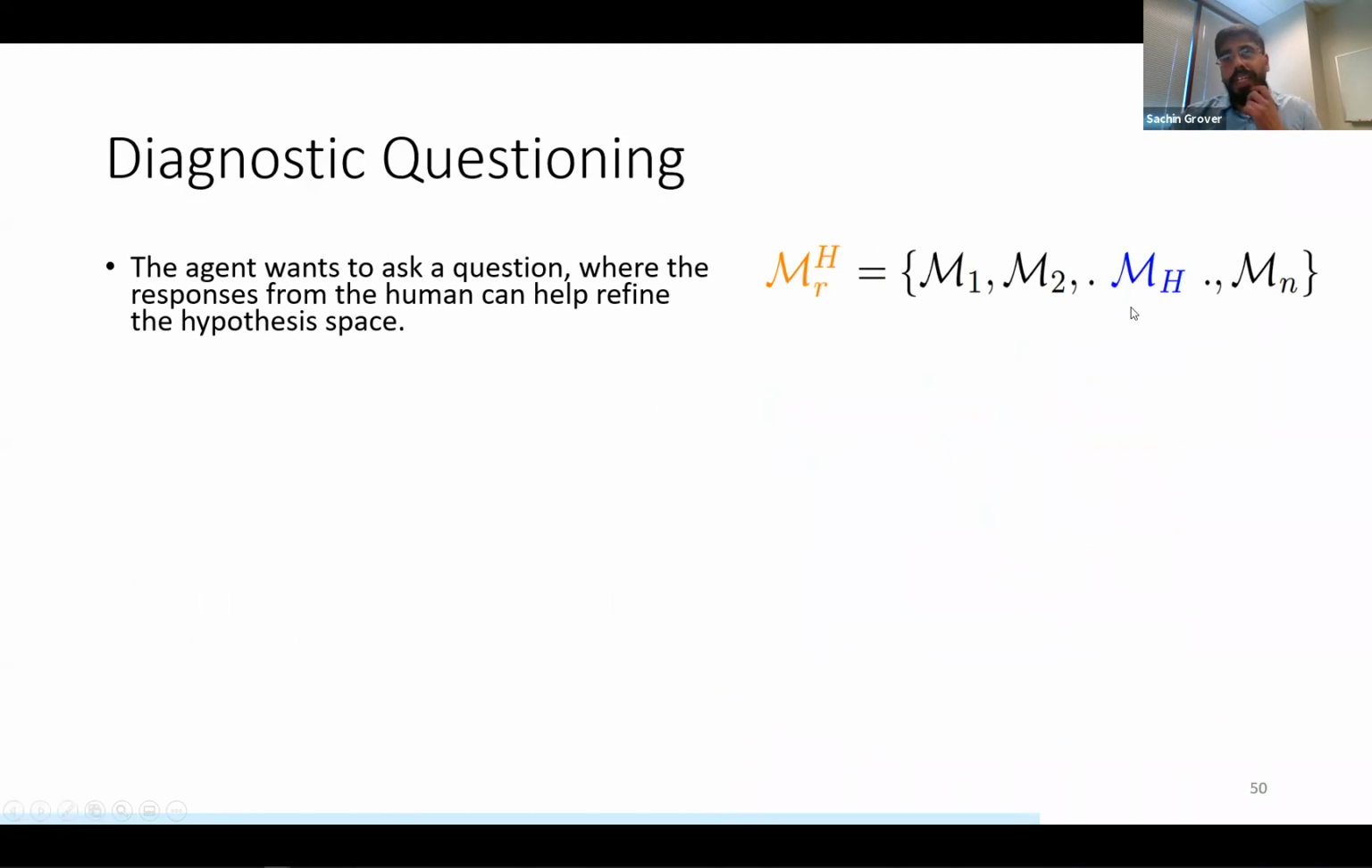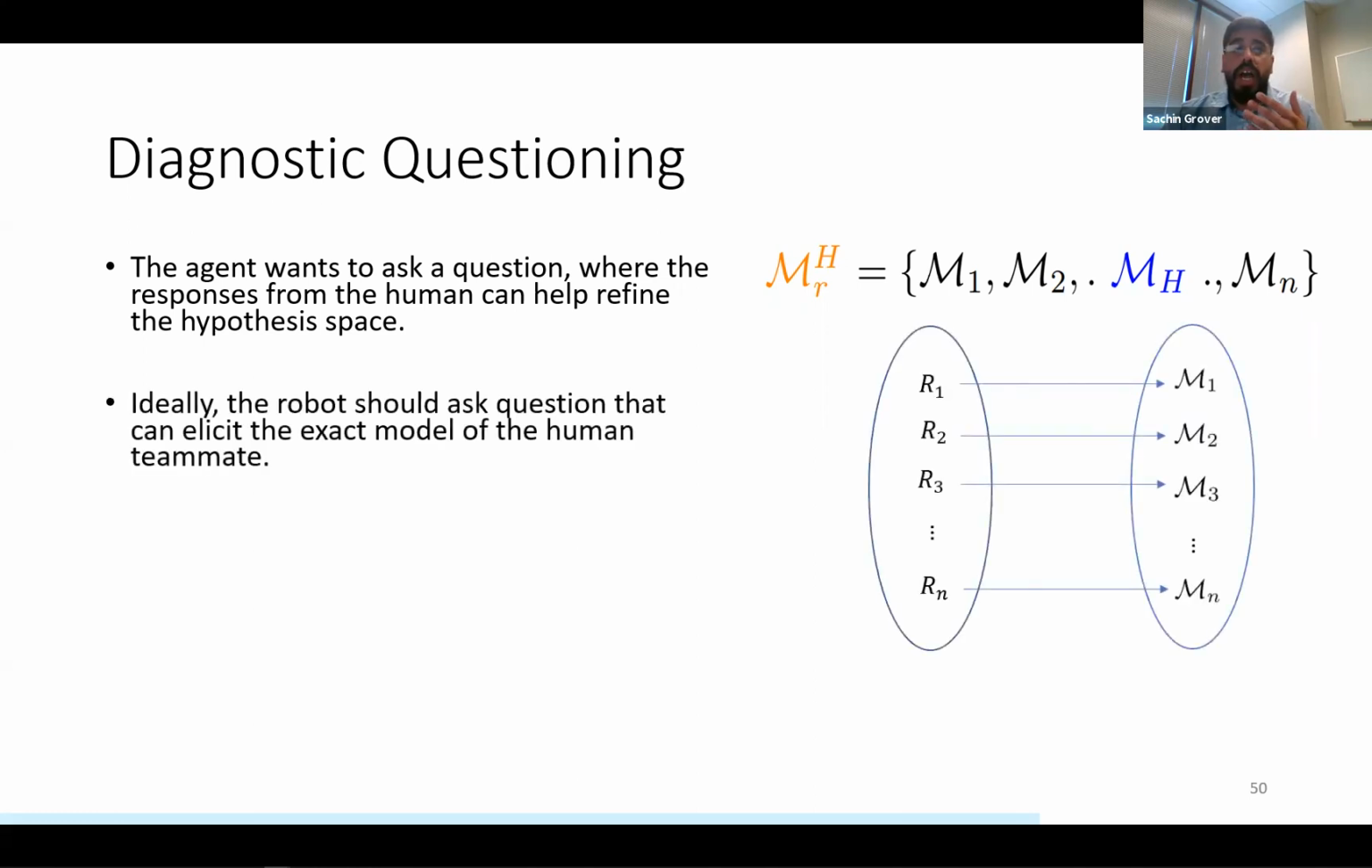There is something called diagnostic questioning, which has been tried and gets used in a lot of tests, and the idea is that the automated system should construct a question where the responses can actually help refine this hypothesis space. Ideally, the question should be such that every response the human can give would point to a single model. That would be the best case scenario, where whatever response the human gives, we know the corresponding model.